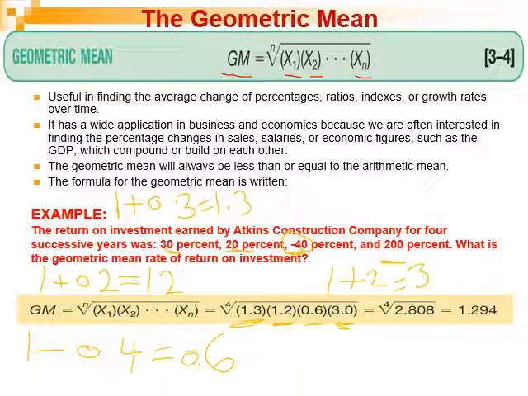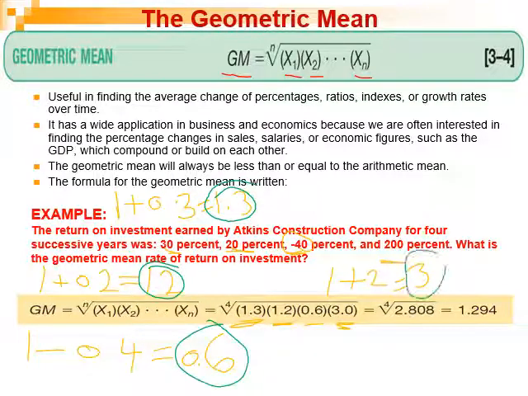Multiplying the four values, which is 1.3 times 1.2 times 0.6 times 3, and we get the nth root because we have 4 successive years, so we will get the fourth root of the product of the 4 values. So after multiplying the 4 values and getting the fourth root, we get the value for the geometric mean, which is 1.294. So this is a case for a geometric mean for the 4 successive years.